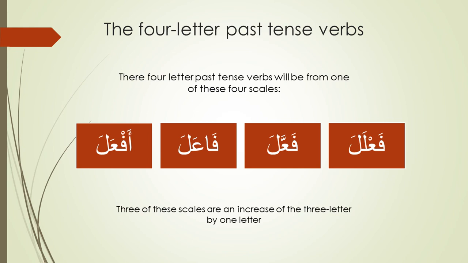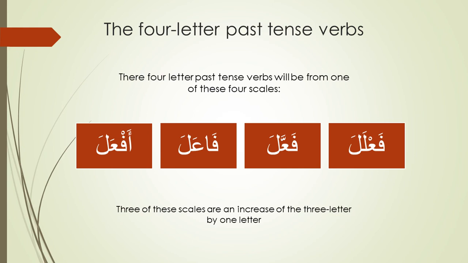For the 4-letter scales, we have 4. So for 3-letter scales, we have 3. For 4-letter scales, we have 4. Starting from af'ala, we have af'ala, fa'ala, fa'ala, and fa'lala. And 3 of these 4 are increased by 1 letter, and the other one is a root letter. Who can remember which one was the root letters and which one is increased by 1? Which of the 3 are increased by 1 and which one has a root letter? We mentioned last week.